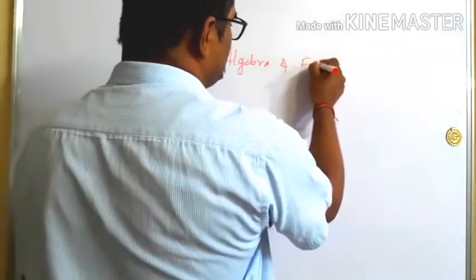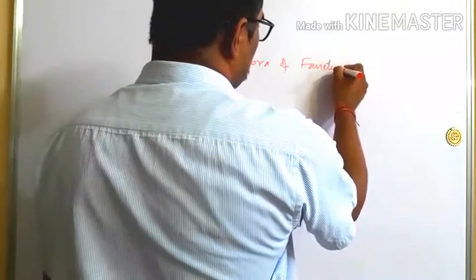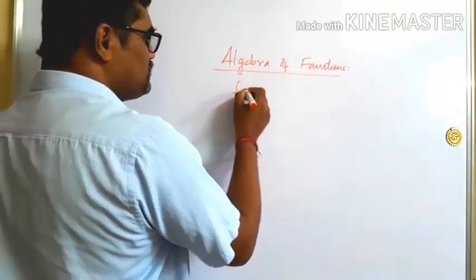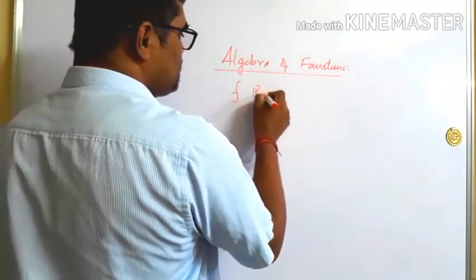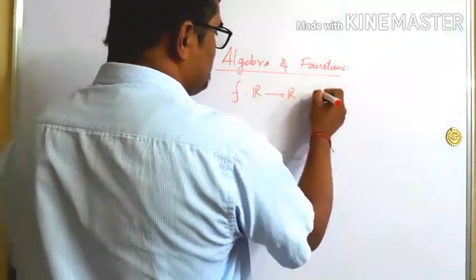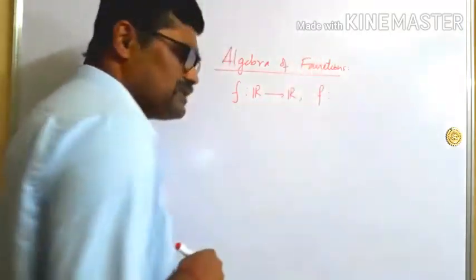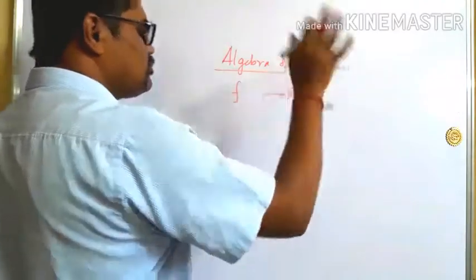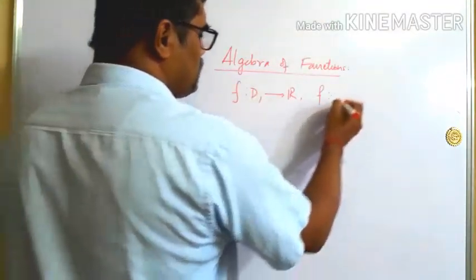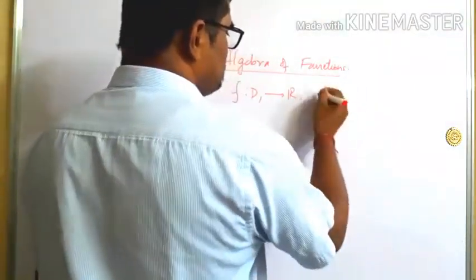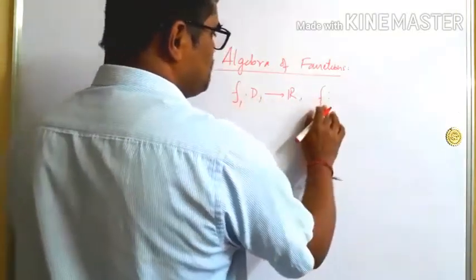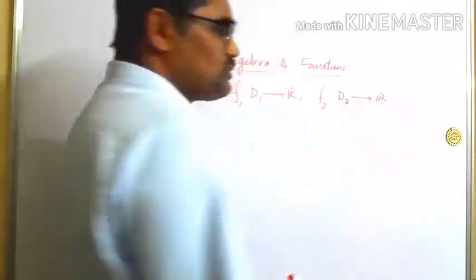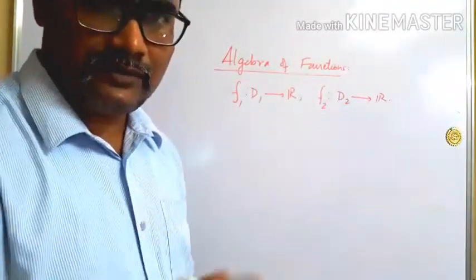Algebra of functions. So what is algebra of functions? Let us consider two real functions. Let the codomain be R. Say this is F1 with domain D1, and another function F2 with domain D2. So these two are real functions.